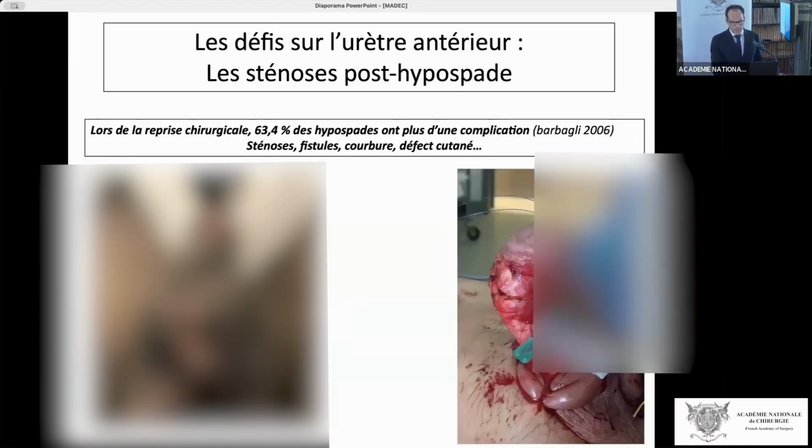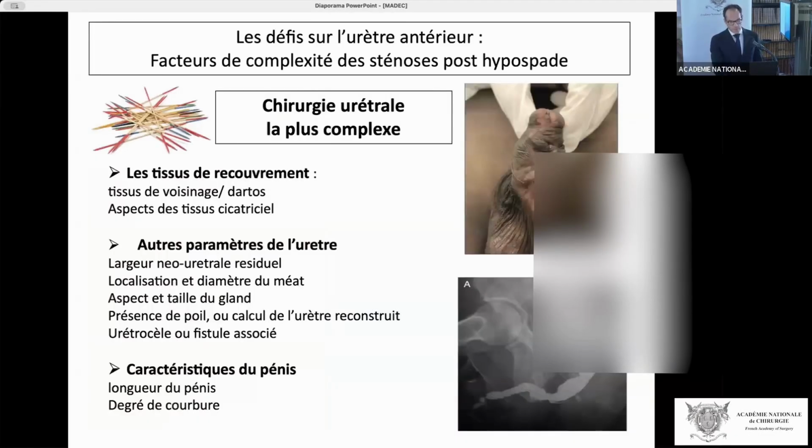So for post-hypospadias, we'll have to manage the quality of the covering tissue. Here we see that it's extremely altered. This skin of the penile shaft is not going to be usable. So we'll have to think about, once we've done the urethroplasty, covering it correctly. The other parameters to evaluate are at the urethra level: width of the neourethra, location and diameter of the meatus, appearance and size of the glans, presence of hair or stones in the reconstructed urethra, associated urethrocele or fistula, and characteristics of the penis, including length and degree of curvature.